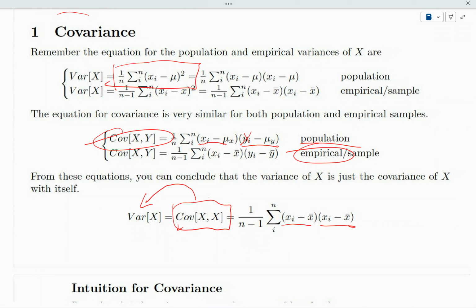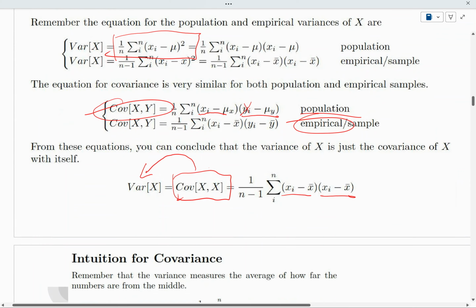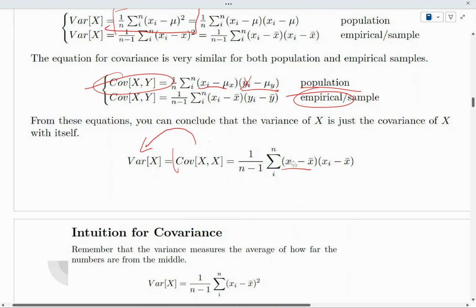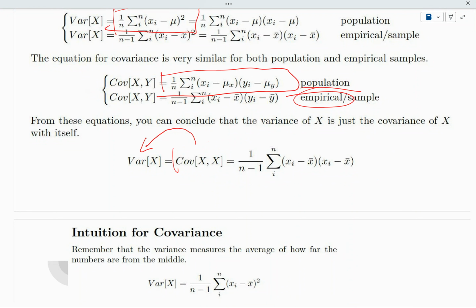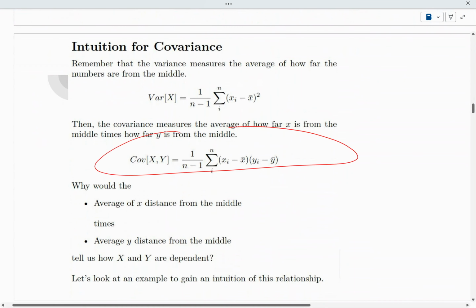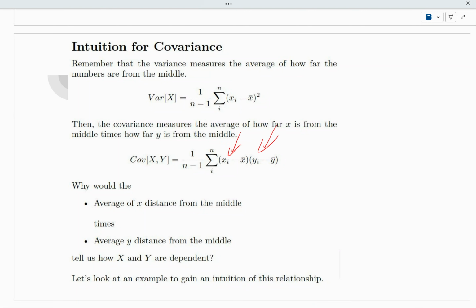The equations of covariance and variance are very, very similar. All right, so this is the equation we're looking at, not this one. This one. This is the equation we're looking at. And if you just look at it, you might wonder to yourself, how is this equation measuring variation, right? So over here, how is the distance from the center for x times the distance from the center for y multiplied together going to give us dependency? So how does that happen?